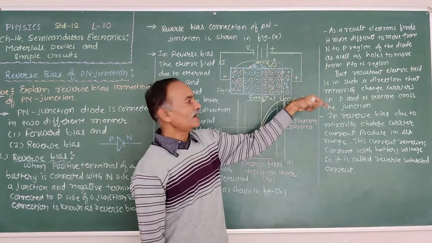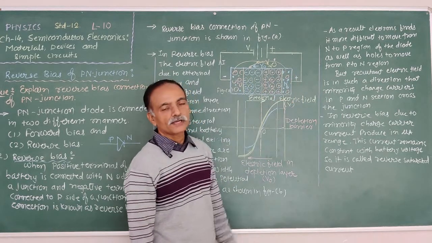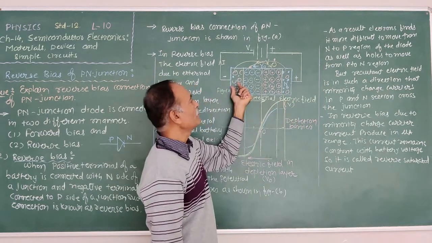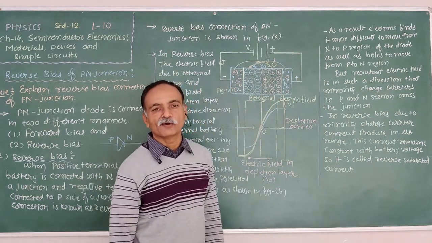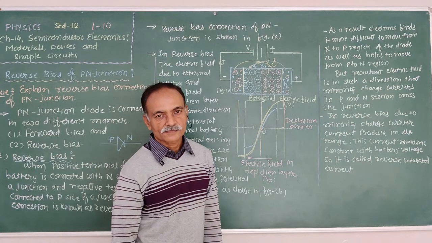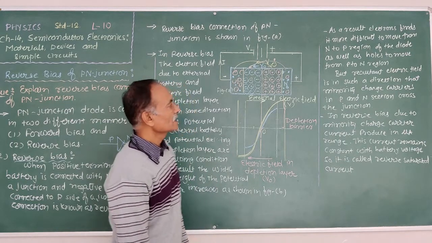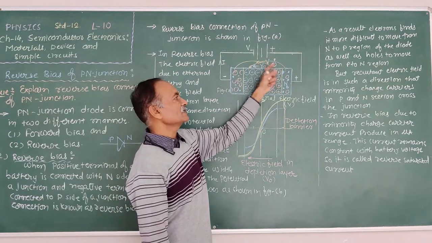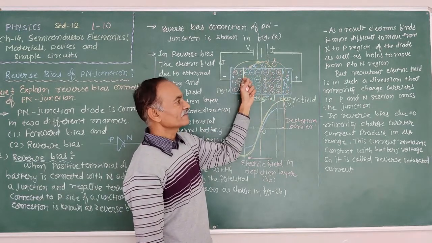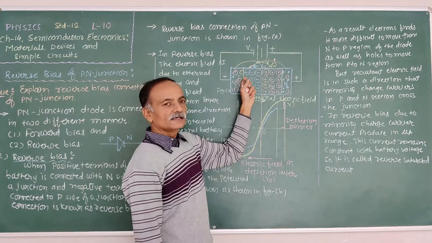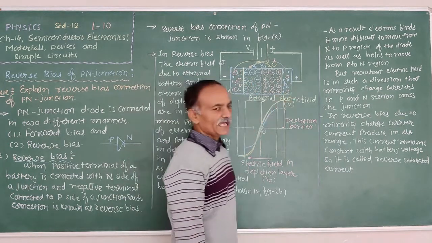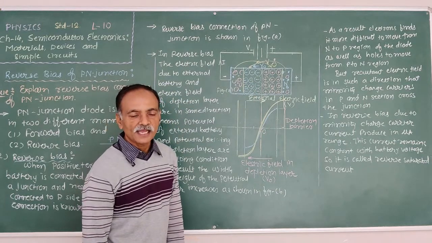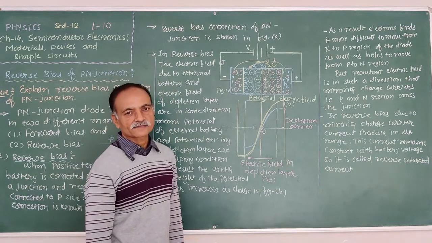It is more difficult to move from N to P. Similarly, the hole moving from P to N also finds it more difficult in reverse bias. But the resultant electric field is in the direction from N to P. It is in such a direction that the minority charge carriers cross the junction and constitute the current.